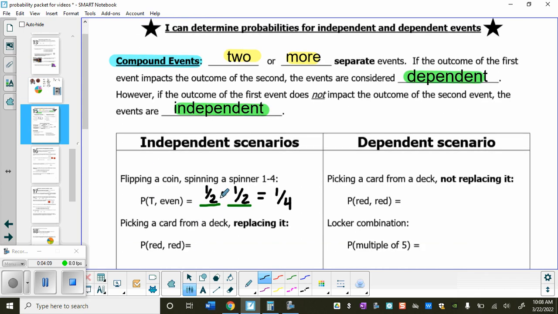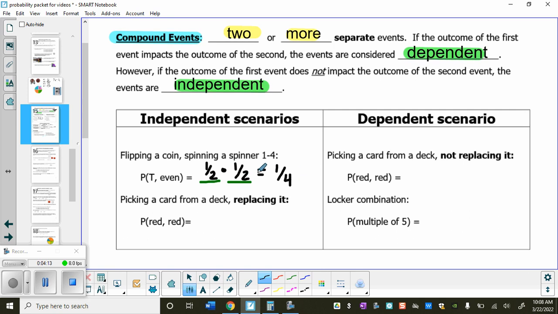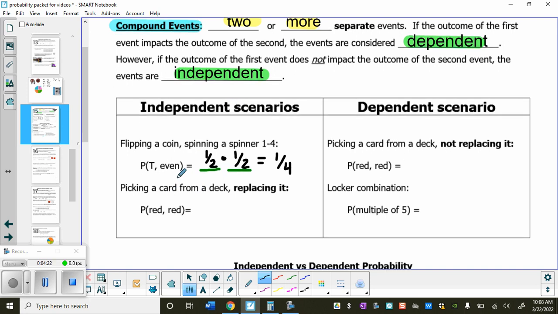the first event and multiply it by the probability of the second event, and you will then have the probability of the compound event. Now, another really popular example of an independent scenario is if you're going to pick a card from a deck of cards and then replace it. So for example, if there's 52 cards in a deck and we want to know the probability of selecting a red card. Well, the diamonds and hearts, that's half the deck is red.